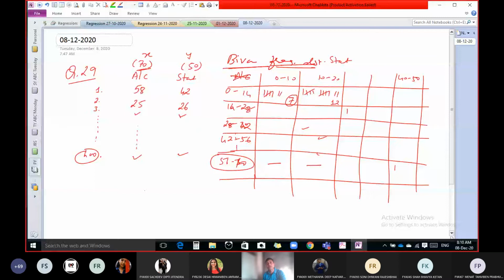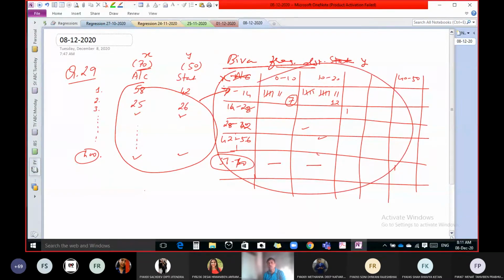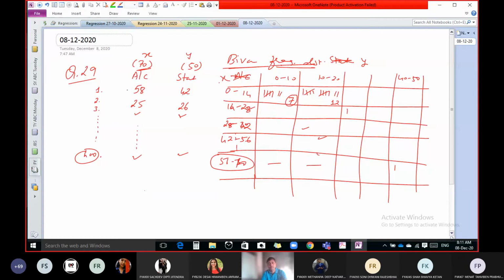Let us consider this accountancy marks as x and statistics as y. So now we have values of x and y, and this table we have, and the question is how to find out the answer for this question. So once we adjust, we have to convert this data into this form. And once we have this form, how to solve this problem is what we have to study here in question number 29. So let us do question number 29.